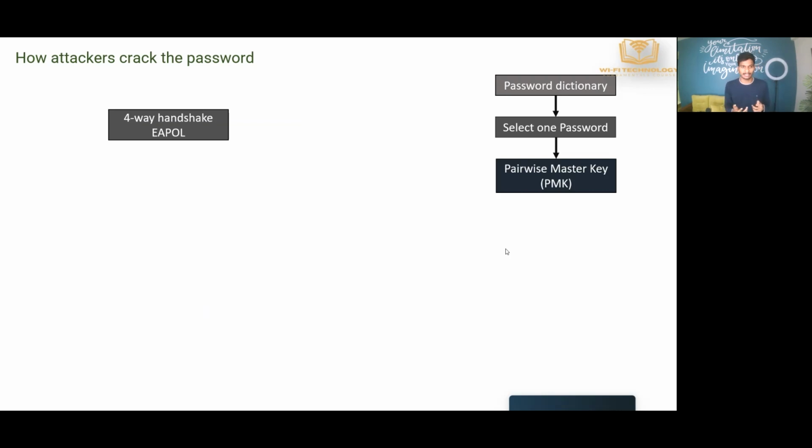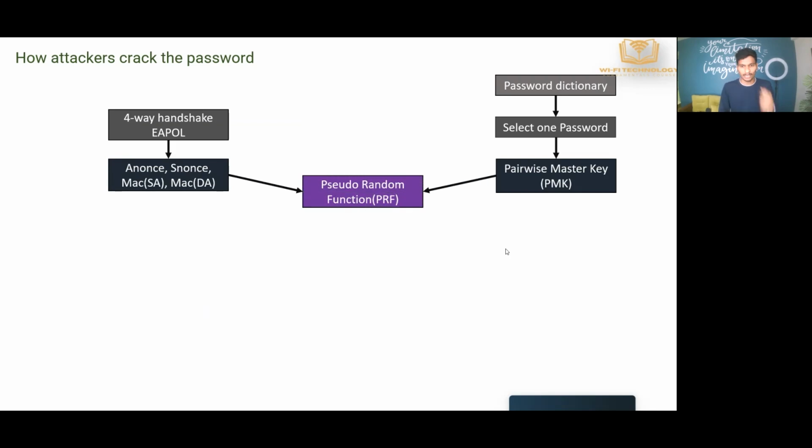In order to generate the PTK, what else do we need? We need the ANonce and SNonce, which we get from the four-way handshake that we captured previously. Once the attacker has all this data, the ANonce, SNonce, source address and destination address, he runs the pseudo random function. From that function, you generate the PTK.